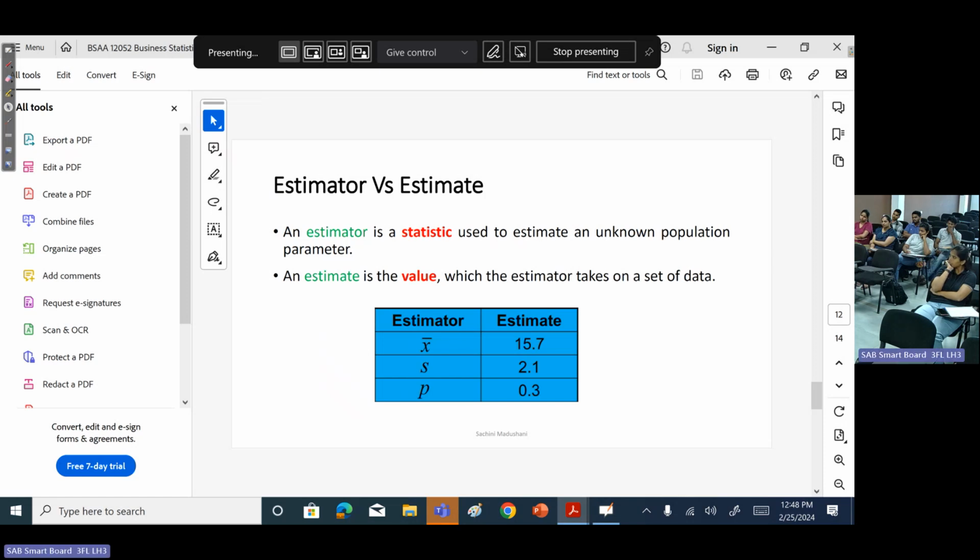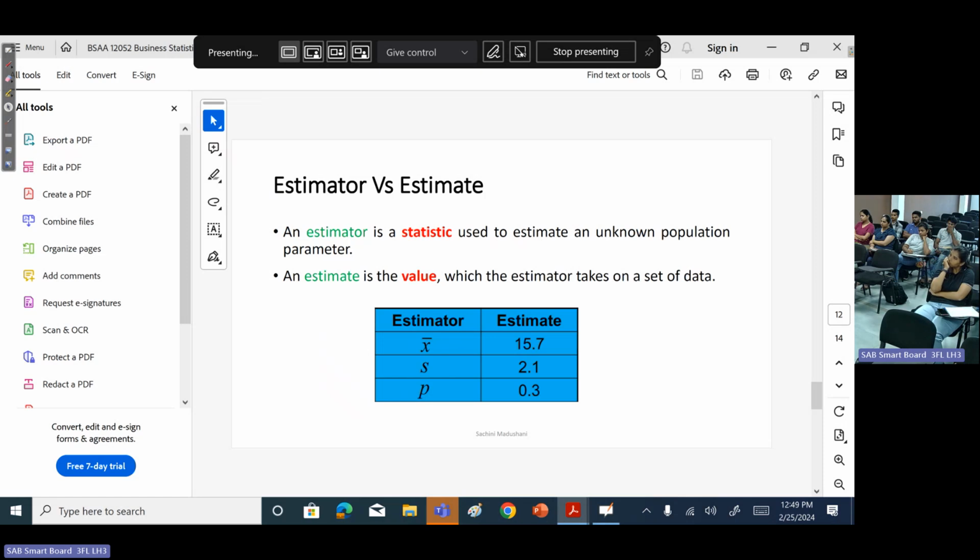Then if we want to calculate the population variance, what is the estimator? Sample variance. Understood? Okay, then an estimator means a statistic used to estimate the unknown population parameter. We haven't any idea about the population parameter; it cannot be calculated. So we only use the sample statistic value to estimate the population parameter value. That sample statistic we call the estimator. Another word is estimate. Estimate means the value of the estimator.